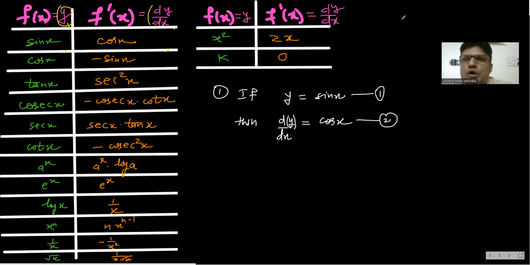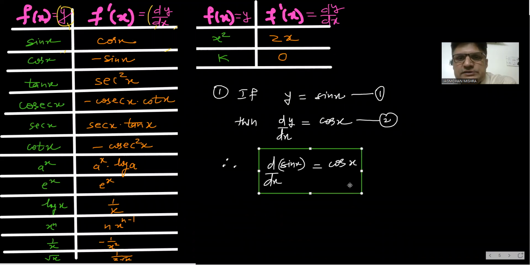Now, students, if I take this as 1 and this as 2, can I substitute for y? What does 1 say? 1 says y is equal to sine x. So for this y, I will write sine x, because y is nothing but sine x. Therefore, d by dx of sine x is equal to cos of x. I got d by dx of sine x is cos x.